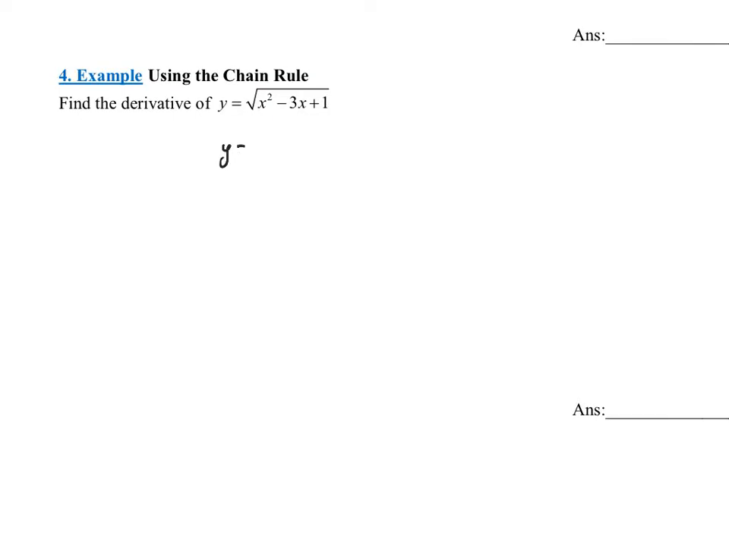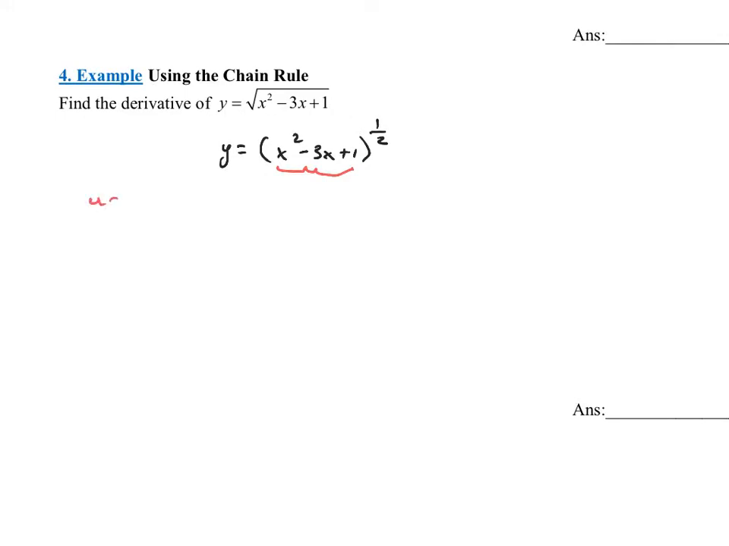Y equals x squared minus 3x plus 1 raised to the 1/2 power. That's what we're dealing with here. Anytime you have a radical, you want to change it into exponential form so we can use the power rule to find the derivative. Remember, u is always the inside of the function.